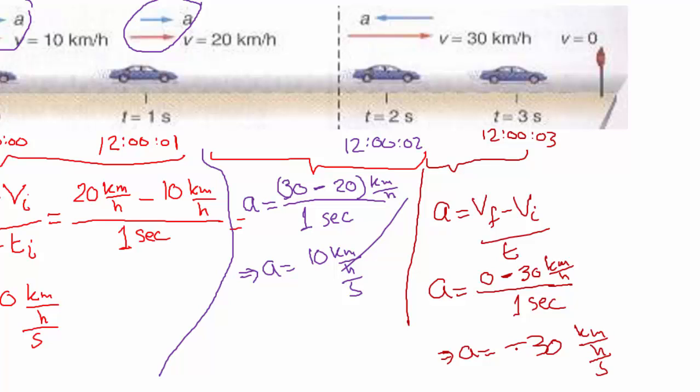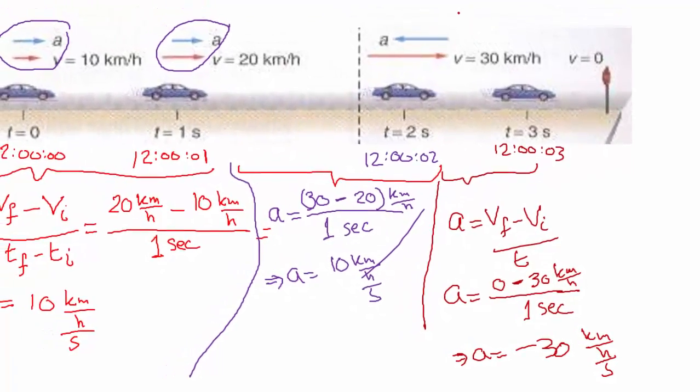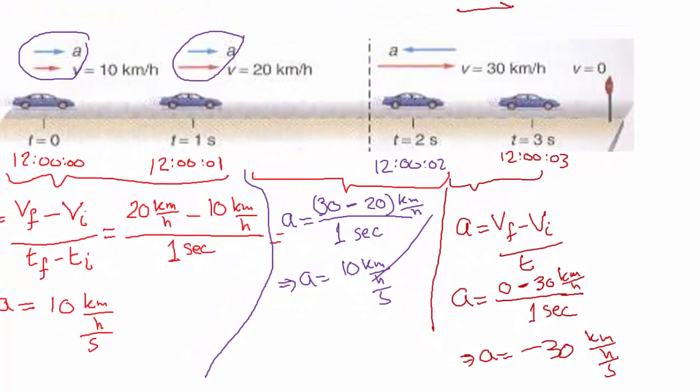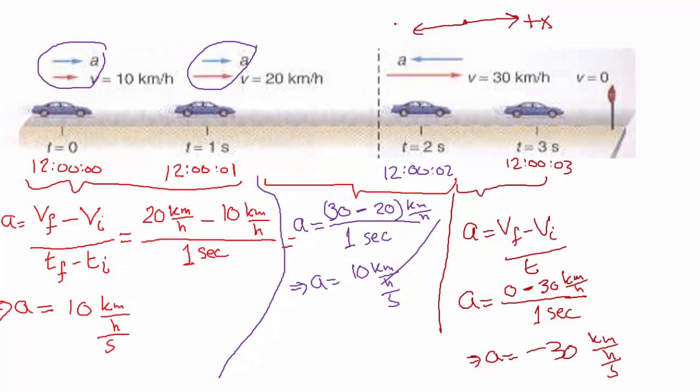What does this negative sign indicate? It indicates that the acceleration is in the negative x direction. So if you take the right to be positive x, the left will be negative x. The sign of a vector quantity indicates the direction of that vector. So if we take the right to be positive, then left will be negative. If you take up to be positive, then down will be negative, and so on.